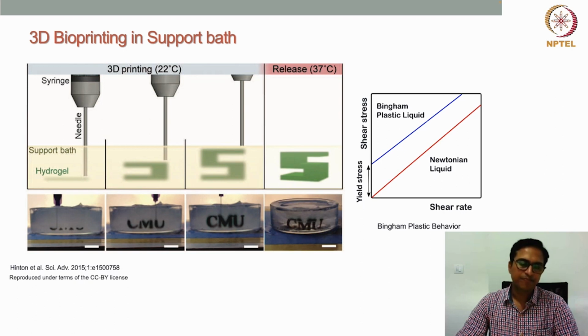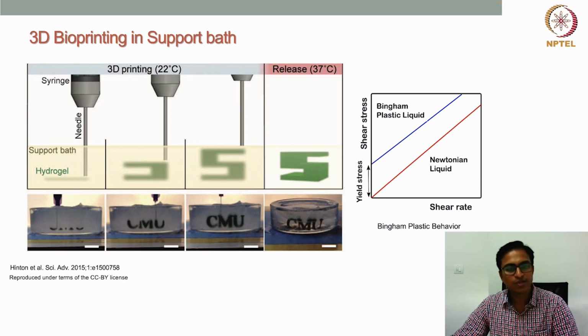This figure clearly shows you what actually happens. Suppose here there is a support bath material. In this particular literature they have used gelatin microgel as the support bath material. Now remember, gelatin behaves like a thermoreversible material. As I mentioned earlier, it has a critical transition temperature near 30 degrees centigrade. So below 30 it will behave like a gel, above 30 it will behave like a liquid. So that's what happens here.